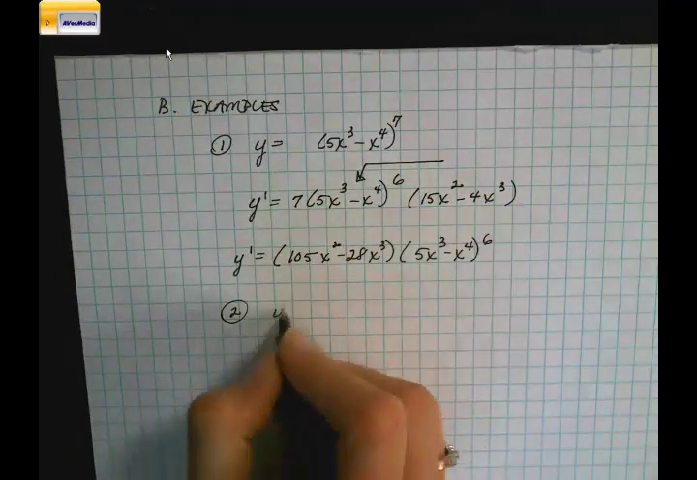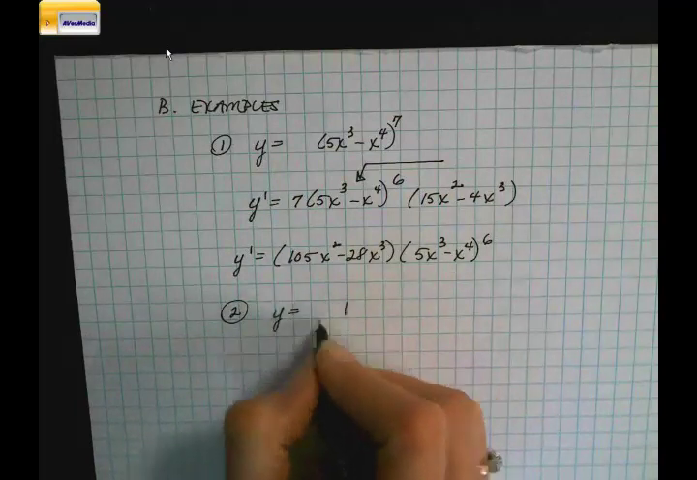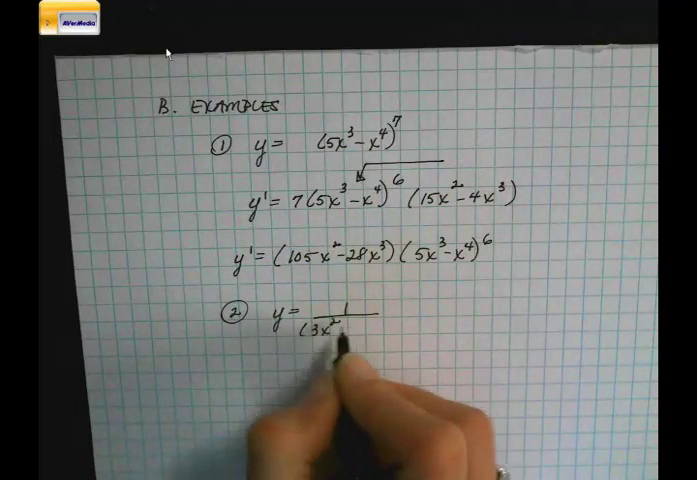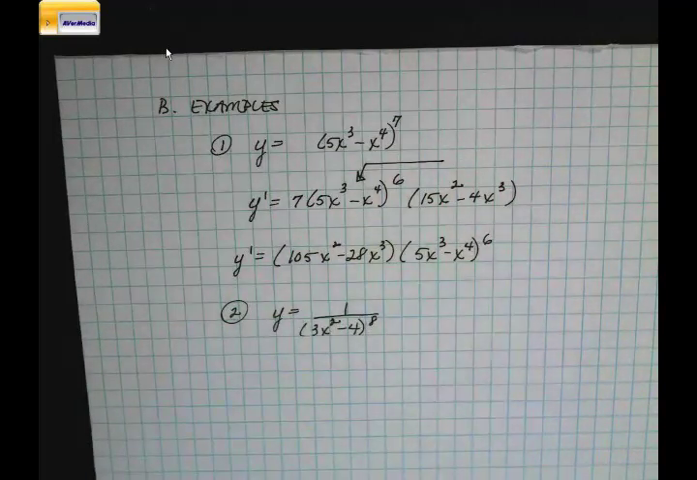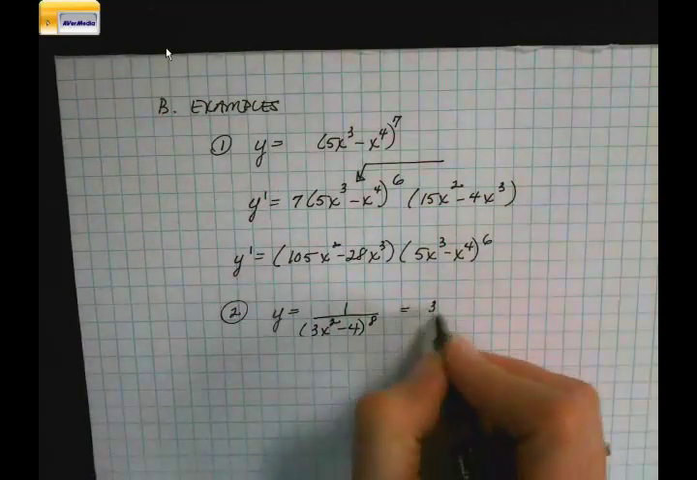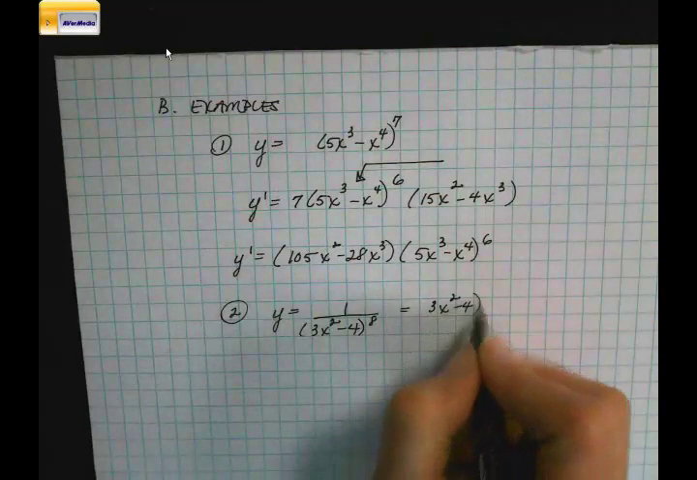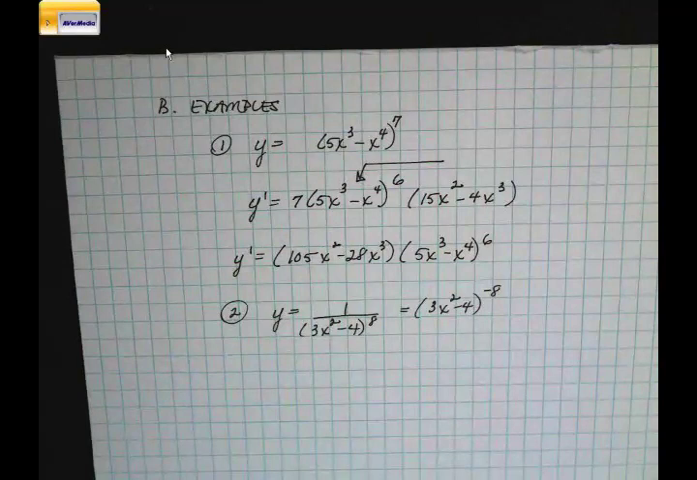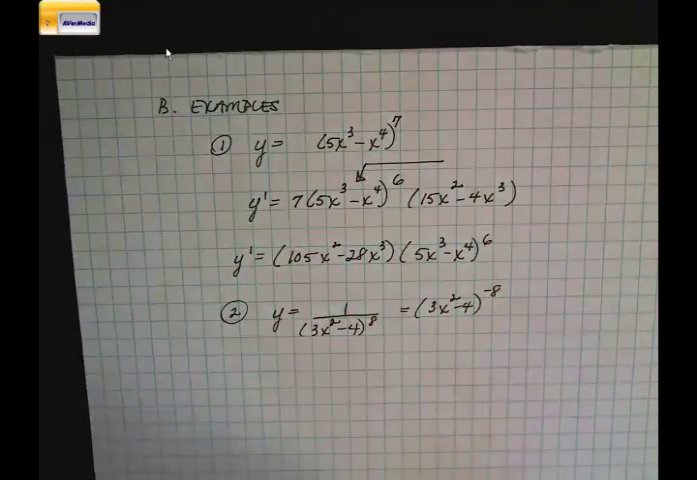Let's try another one. Suppose you have y equaling 1 over 3x squared minus 4 to the power of 8. Any suggestions? There you go. Go ahead and rewrite this as 3x squared minus 4 to the negative 8 power so that the chain rule becomes very obviously applied.